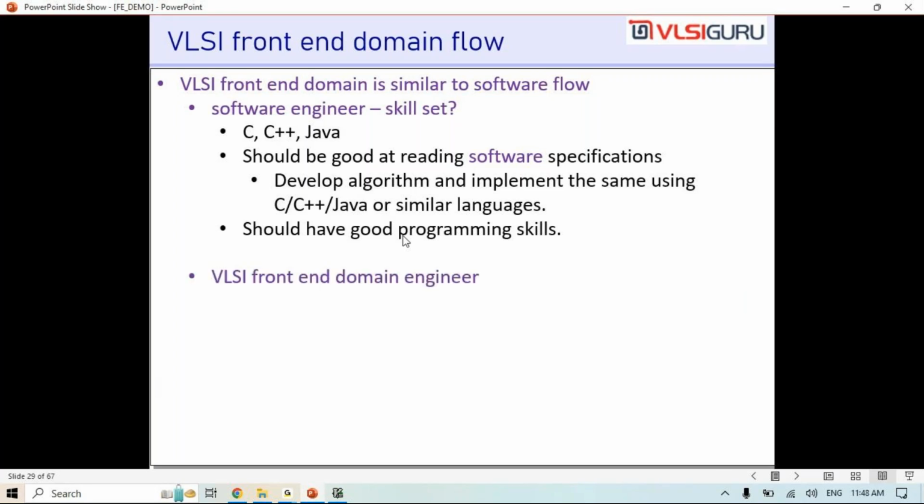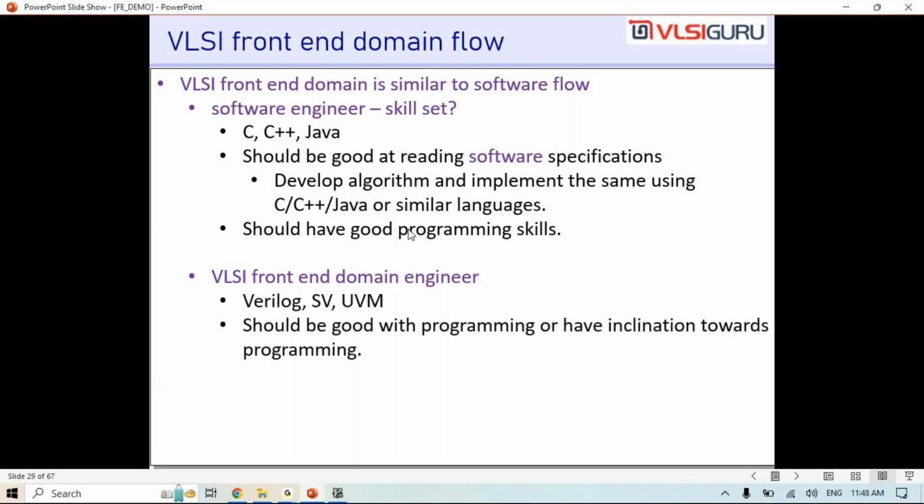What about a VLSI front end domain engineer? They should know Verilog, SV. Verilog is similar to C language. System Verilog is similar to C++. UVM is similar to Java. I told you, right? This is the requirement. They should be good with programming or have an inclination towards programming.